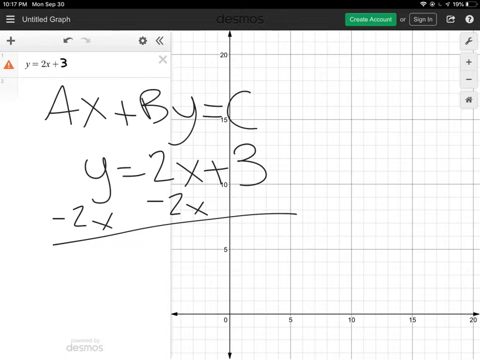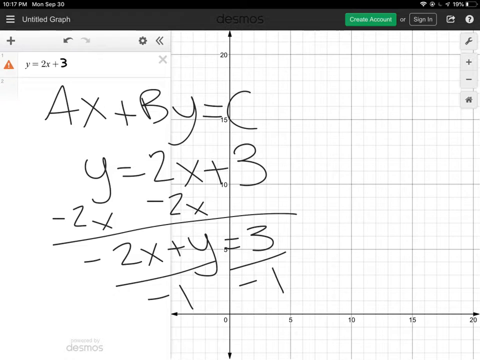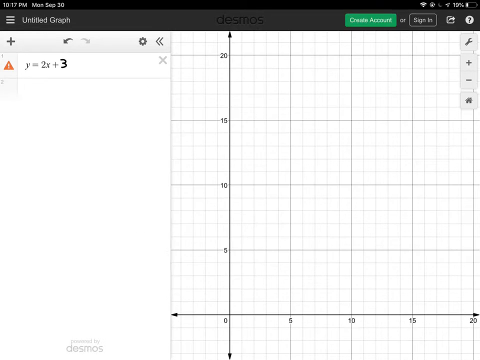Once you've done this, you should have negative 2x plus y equals 3. Now you must divide by a negative 1. The reason you're dividing by a negative 1 is because the a is not allowed to be negative. It must always be positive. Once you're finished with this, you should have 2x minus y equals negative 3. And congratulations, you just successfully rewrote a line in standard form.